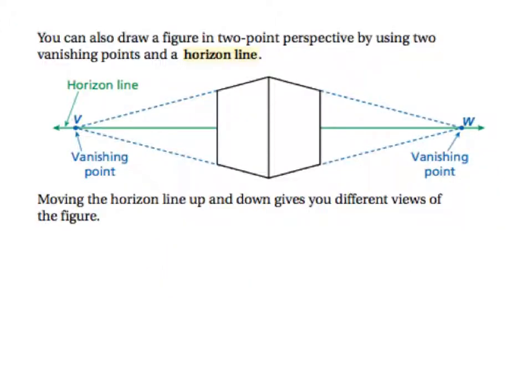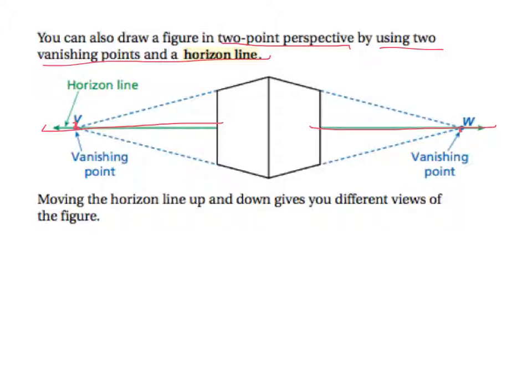Now another thing we need to know is you can draw a figure in a 2-point perspective by using two vanishing points and a horizontal line. So we have one vanishing point here, we have another vanishing point here, and we have our horizontal line right here. Okay, and then that's called a 2-point perspective.